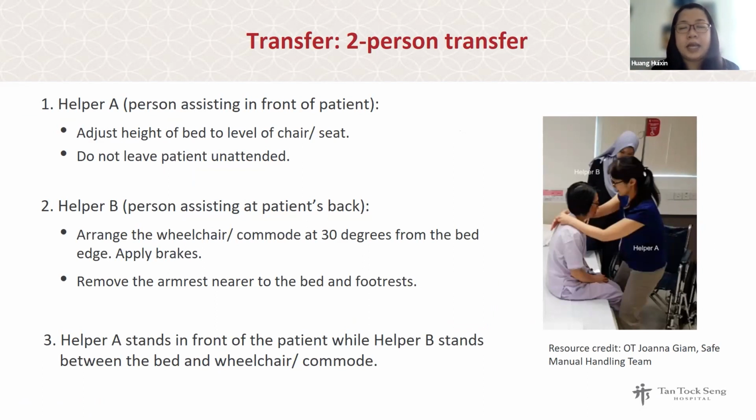So the first helper does what was mentioned earlier on. The second helper assists the patient from the back by helping to arrange the wheelchair close to the bed and also guiding the patient's buttock into the wheelchair. That's the job of the second helper. This is how it was being seen. It illustrates on the photos.